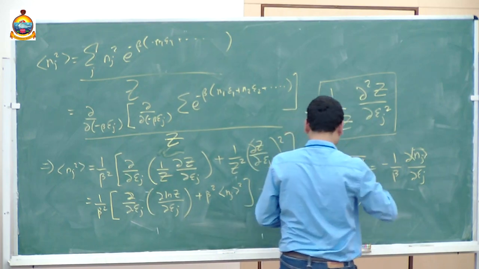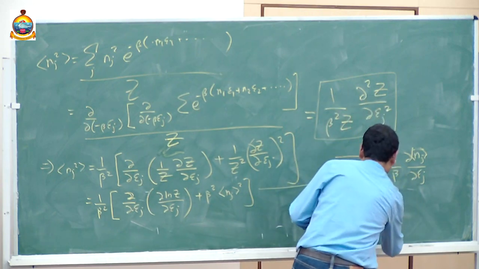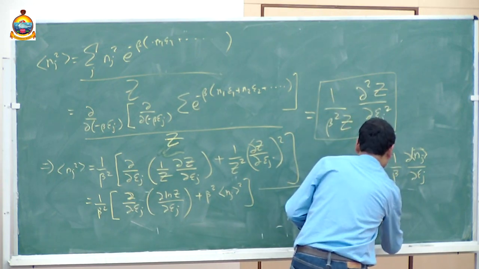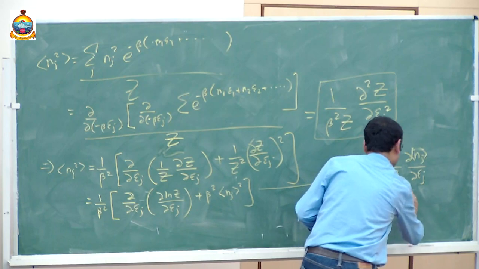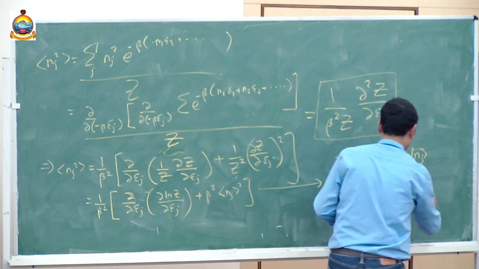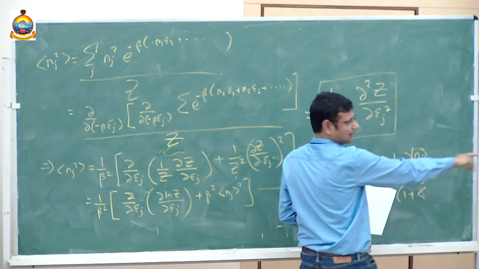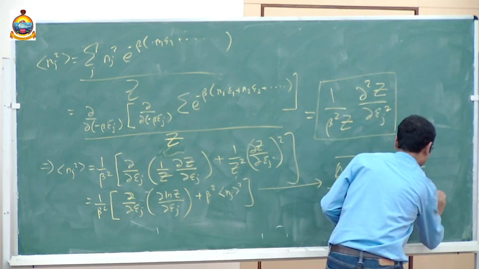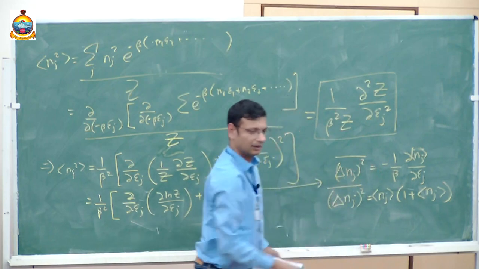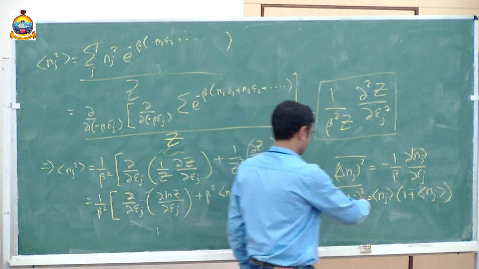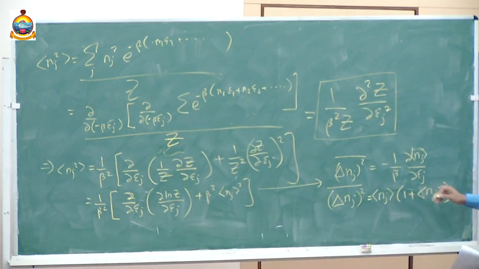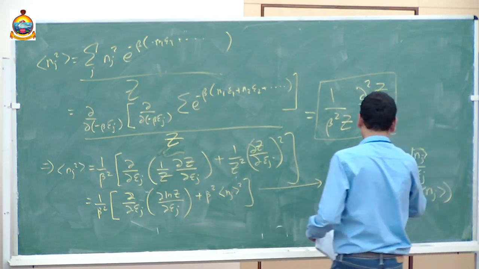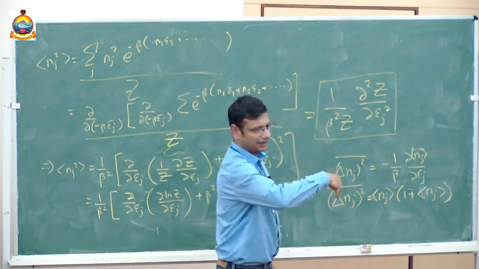And I write whatever I get in a nice form, in an eliminating form. So that is like this. You can easily verify that when you differentiate this, you can write the final answer in this form. You can verify that yourself. So you can cast the answer like this. Okay. So now, how do you characterize the relative fluctuation?